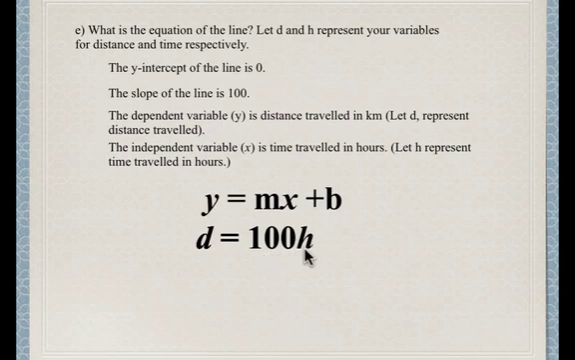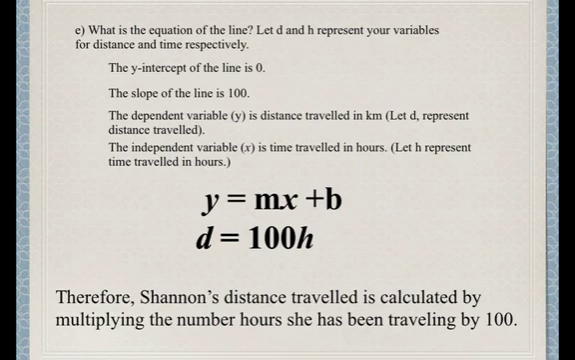And this is a case of what we call direct variation, because there is no b. And therefore, Shannon's distance traveled is calculated by multiplying the number of hours she has been traveling by 100. So in other words, if she's been traveling for 2 hours, it's 100 times 2, so the distance is 200.